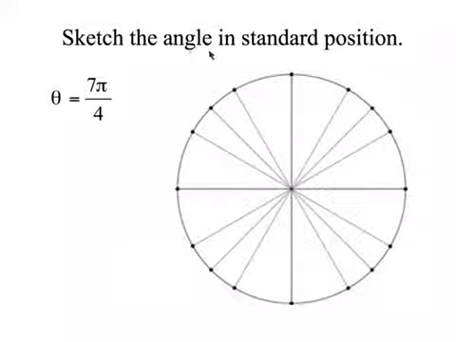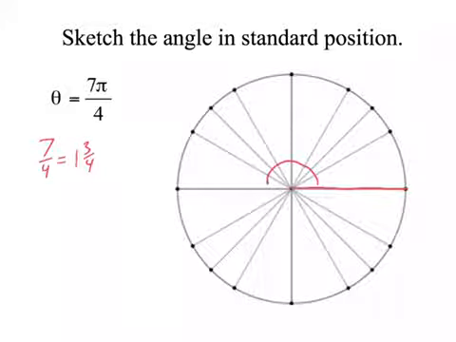So, sketch the angle in standard position of 7 pi over 4. Well, let's first think of 7/4. 7 over 4, isn't that 1 3/4? 1 3/4 is 7 over 4. So that means I want 1 pi and 3/4 more pi. So, if I start here, I always start right there, and then we wrap around.